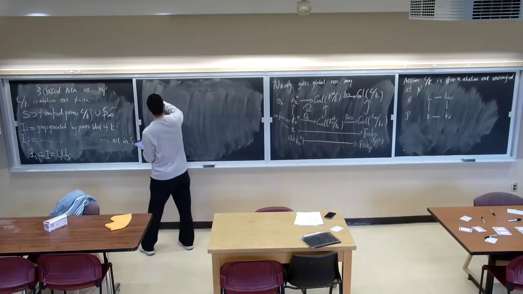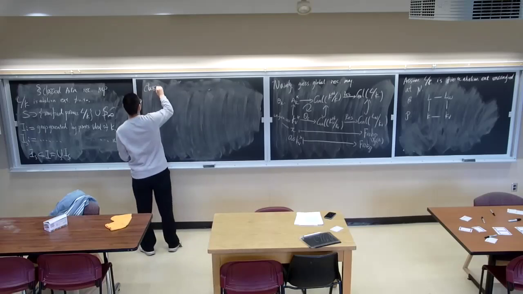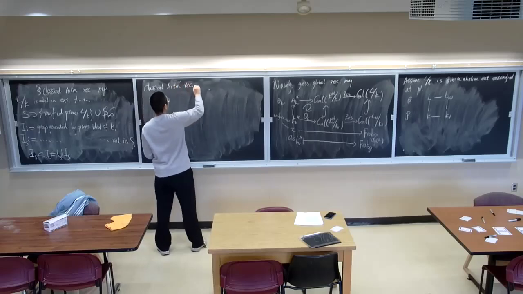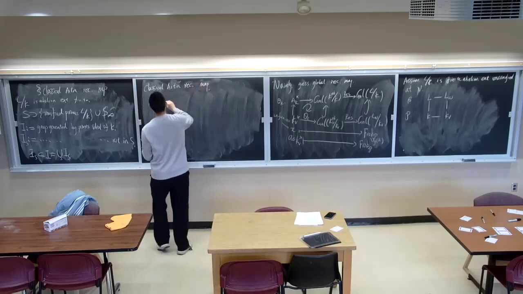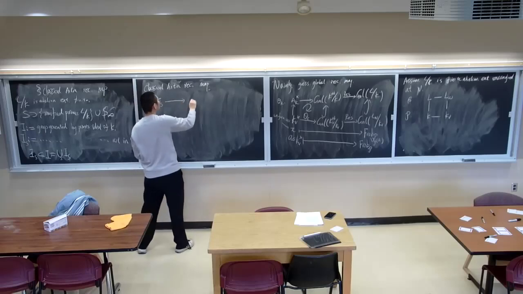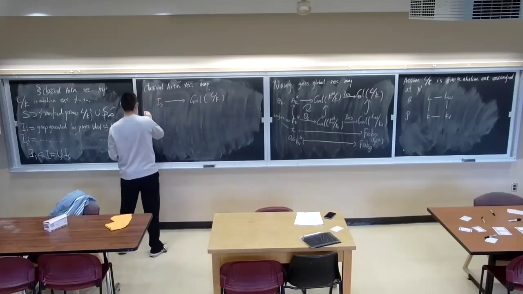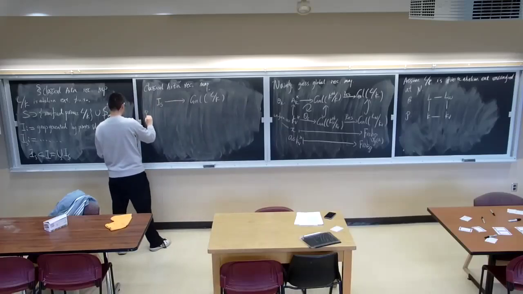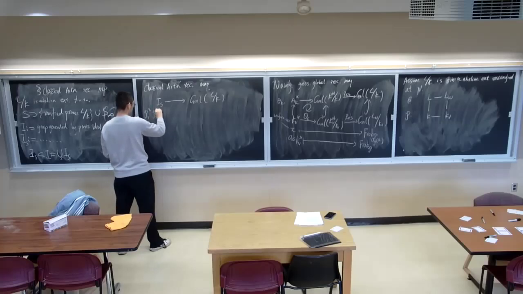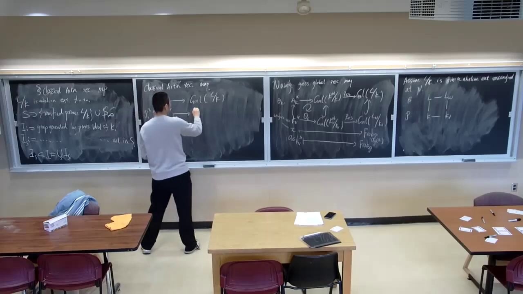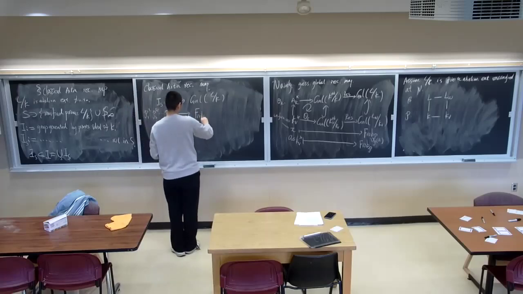Okay, so we can define the classical Artin map from I_S to the Galois group of L over K. If you have a prime ideal, you can map it to the Frobenius map.